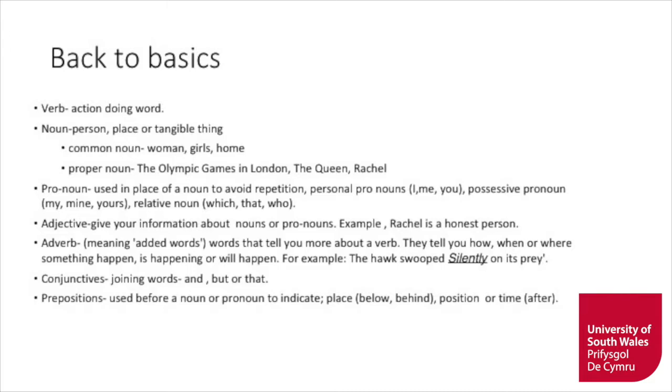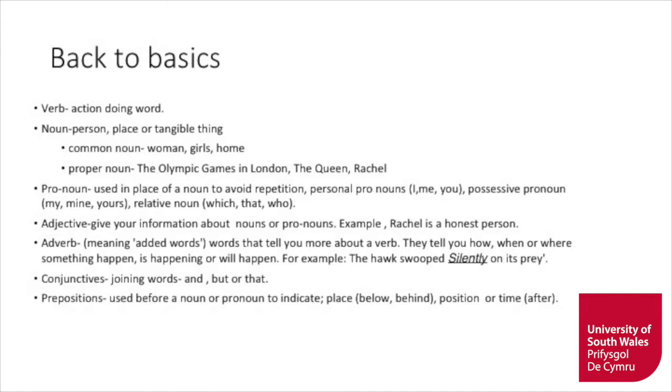So I mentioned this in the last session, the verb. This looks at an action or doing word. A noun, a person, place or something tangible. This can be broken down into a common noun, so woman, girls and home, or a proper noun, which is the place, the Olympic Games in London, the Queen, or your name. A pronoun is used in place of a noun to avoid repetition. Personal pronouns, I, me, you. Possessive pronouns, my, mine, yours. And relative pronouns, which, that and who. It's important that you get an understanding of all these basic terms and basic terminology to make sure you're using the appropriate and correct terminology throughout your work.